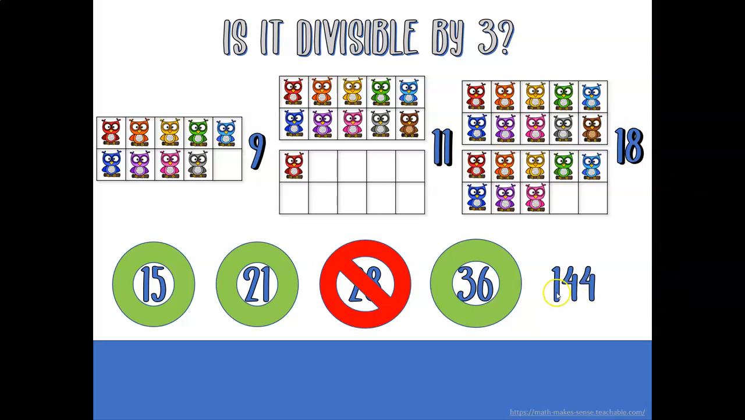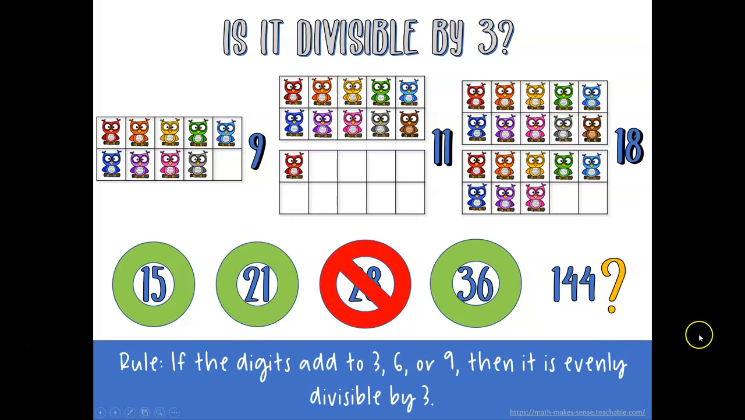So now let's use that to figure out 144. So 1 plus 4 is 5. 5 plus 4 more is 9. So it should be divisible by 3. And then if you go to the work of dividing it out by 3, you do get 48. Exactly, there's no leftovers. So here is our divisibility rule. You can put this on your notes. If the digits add to 3, 6, or 9, then it is evenly divisible by 3.